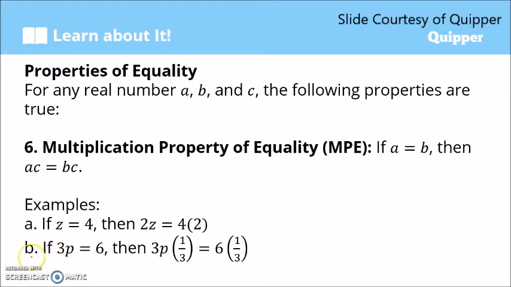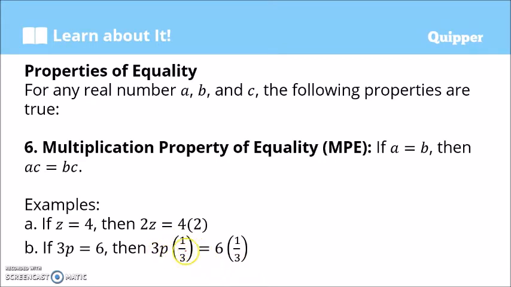Okay? Dito naman sa letter B, if 3P equals 6, then 3P times 1/3 is equal to 6 times 1/3. So, take note, we multiplied 1/3 to both sides of the equation. That's maintaining the balance. Okay?